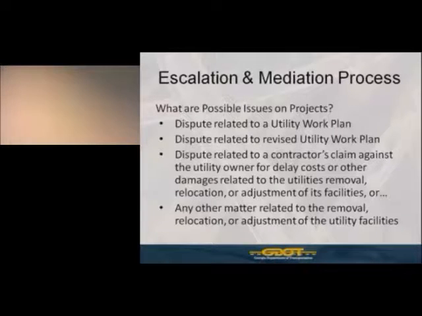A dispute related to a contractor's claim against the utility owner for delay cost or damages related to utilities removal, relocation, or adjustment of its facilities. So this bullet would represent where a contractor is claiming that the utility is delaying the project, and they have documented that. I'm going to go into that in a little bit more detail here in a minute. But that would be a dispute that has arisen over the performance of the work as contained within the work plan, which could include the relocation plans, the permit, and or the utility adjustment schedule. And of course, the catch-all: any other matter related to removal, relocation, or adjustment of utility facilities, if the issues do not fall in one of the first three categories.